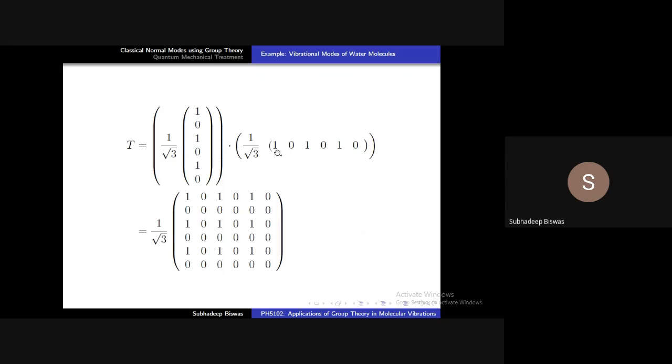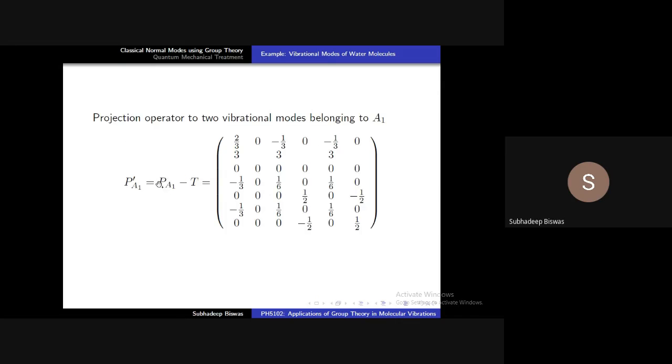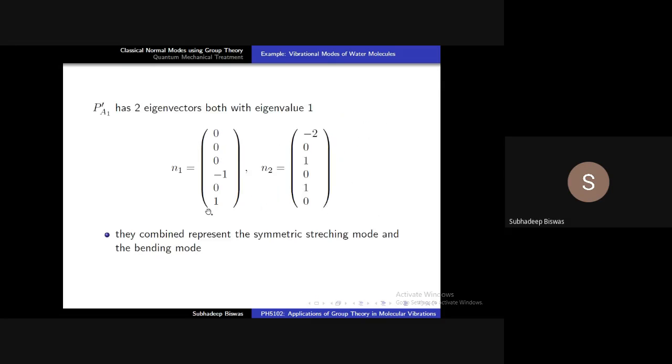The projection actually is this ket psi bra psi kind of thing, where this vector is one in z1, one in z2, and one in z3, because all of them are moving in the z direction. If we construct this projection operator and subtract it from the A1 projection operator, what we have is a projection operator that projects only onto the vibrational modes. If we look at the eigenvectors of this matrix, we will see the vibrational modes, and the eigenvectors come out to be these two. Both have eigenvalue 1, as a projection operator should have.